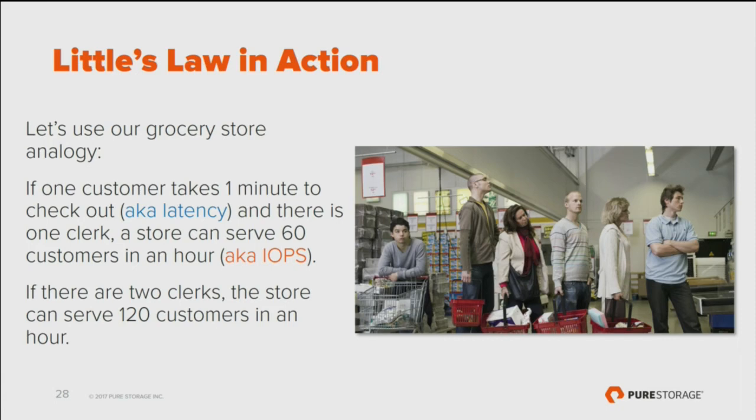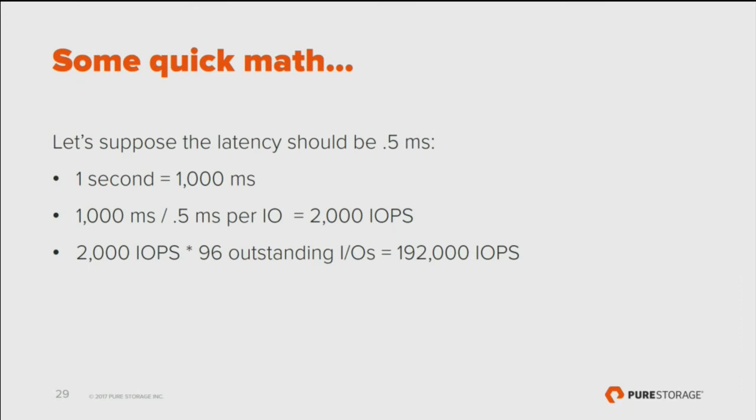So let's do some quick math based on our workload. In 1 second, there's 1,000 milliseconds. If my average latency on my array for my IOs is half a millisecond, that means with 1 outstanding IO, meaning I send 1, wait for it to finish, and send another, I can do 2,000 IOPS. If I'm doing 96 outstanding IOs, meaning I'm sending 96 before waiting for any of them to be acknowledged before I send more, I can do 192,000 IOPS at that average latency, with that workload. So what that would expect is that I should be pushing 192,000 IOPS.